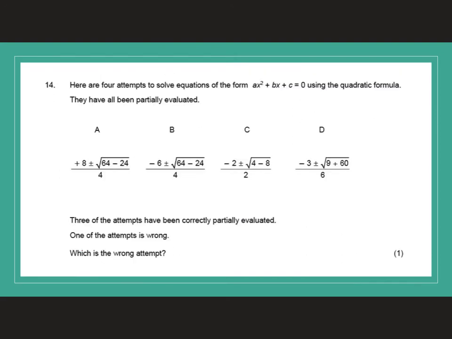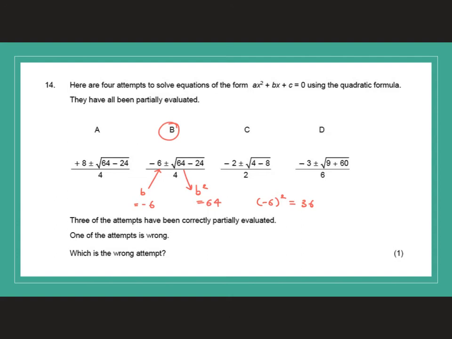Question 14. Can you identify which one of these is an incorrect use of the quadratic formula? Now, 3 are correct and 1 is incorrect. Can you identify which is the wrong one? Now, hopefully you can see straight away it's B, because remember, this part here is meant to be b, and this part here is meant to be b squared. Now here, the b value is -6, and the b squared value is 64, and they just don't match, because -6 all squared would be 36, so it can't be right.